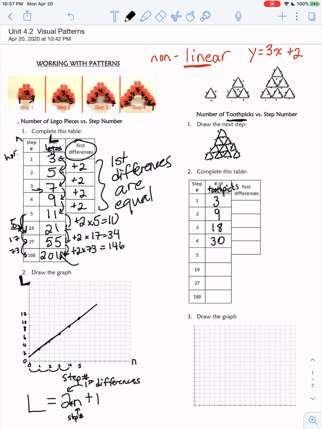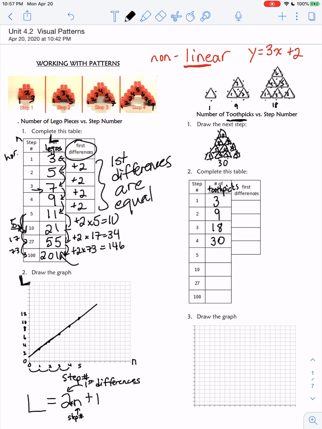All right, first differences here. I'm not sure what the next one's going to be. So here there was 1 triangle, 3 toothpicks. Here there was 3 triangles. 3 times 3 is 9 toothpicks. Here there's 6 triangles. 6 times 3 is 18 toothpicks. Here there's 10 triangles. 10 times 3 is 30 toothpicks.